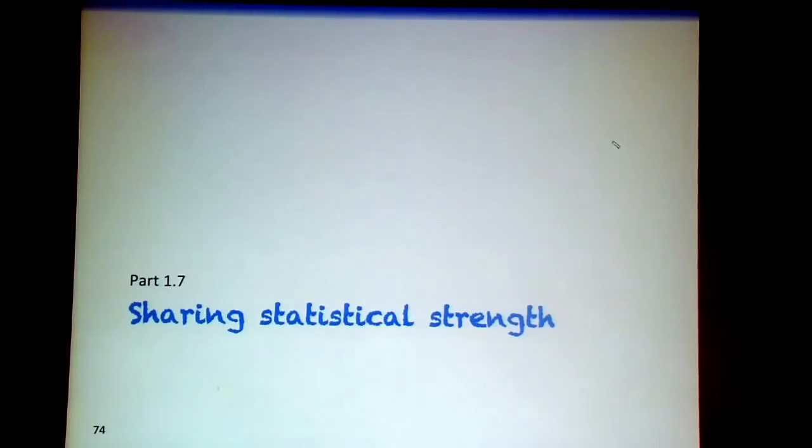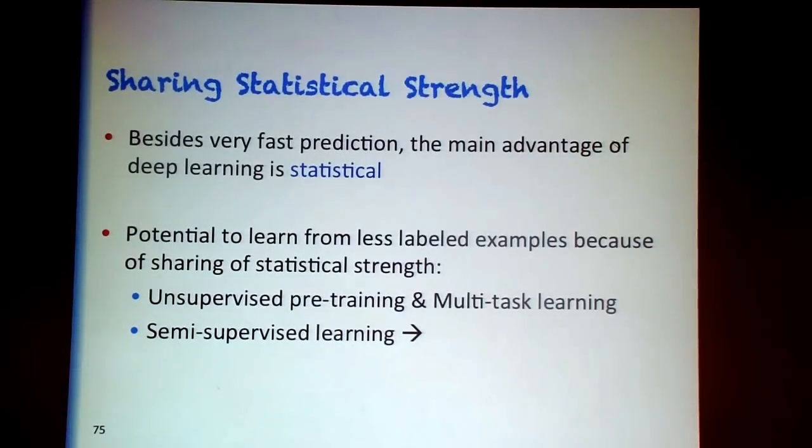So these are examples of sharing statistical strength. The idea of sharing statistical strength is that we have different sources of information, different types of examples that come together to help tell us what a parameter should be doing, so that we have more information about that parameter and we can learn it more precisely and generalize better.